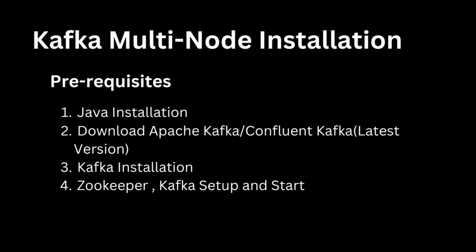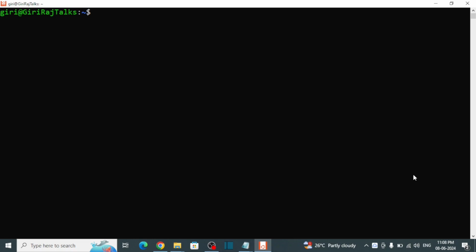In this video, I am going to explain about Kafka multi-node installation. We need some prerequisites. One is Java installation, and download Apache Kafka or Confluent Kafka. After this, we need to install Kafka, and also we need to set up Zookeeper and Kafka, and start them. To proceed further, we need to check RAM and hard disk space availability in our system.